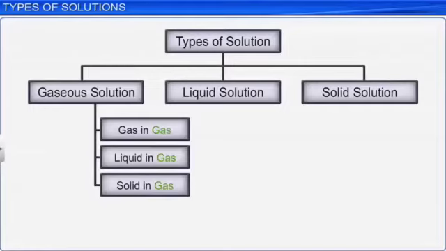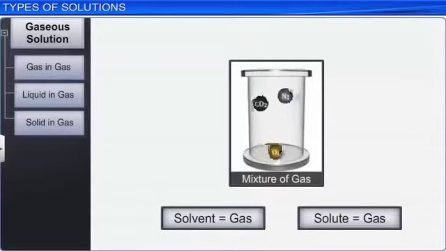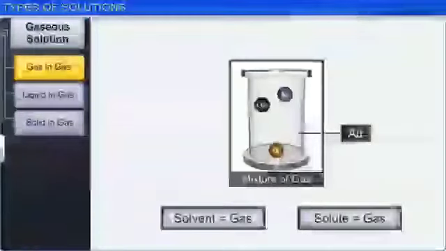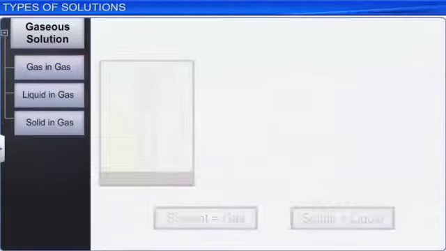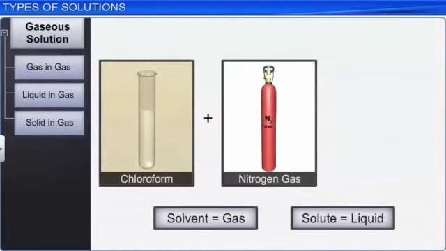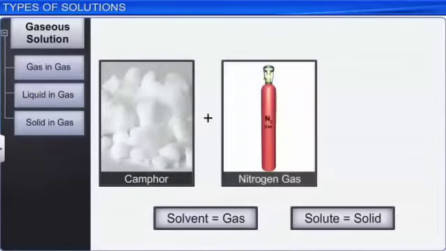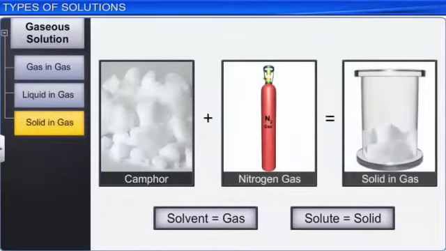a solution in which a gas is the solvent, and a gas, a liquid, or a solid is the solute, is known as a gaseous solution. For example, air is an example of gas in gas type of solution. Chloroform mixed with nitrogen gas is an example of liquid in gas type of solution, while camphor in nitrogen gas is an example of solid in gas type of solution.